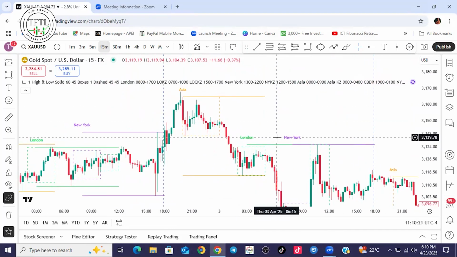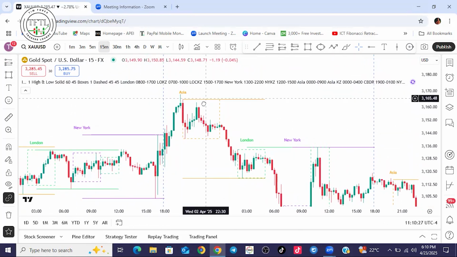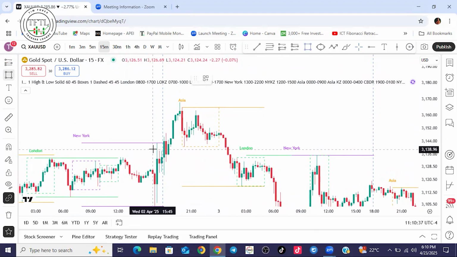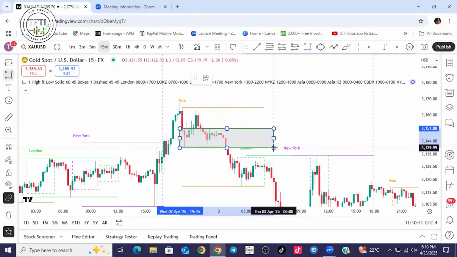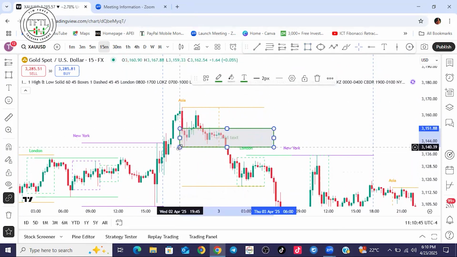So here we have another example. As you can see, the market was pushing up, all right? So creating a higher high. But now, at this particular point, the market failed to create a higher high. So we consider this level here, all right? We consider that being the breaker block.